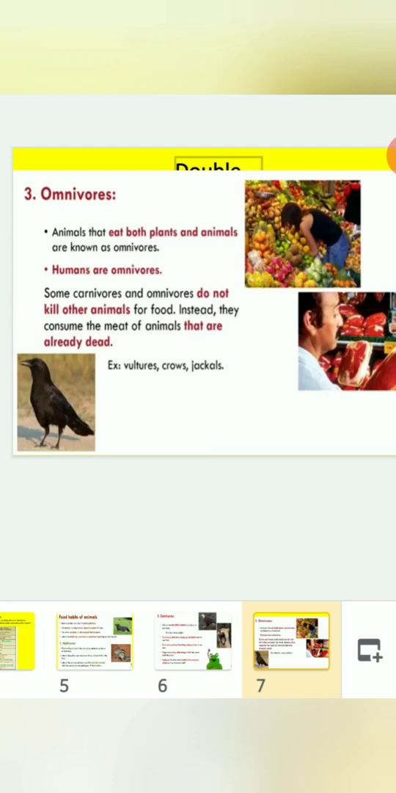Omnivores, animals that eat both plants and animals, are known as omnivores. Humans are omnivores. Some omnivores and carnivores do not kill other animals for their food. Instead, they consume the meat of animals that are already dead. Examples: vultures, crows, jackals.